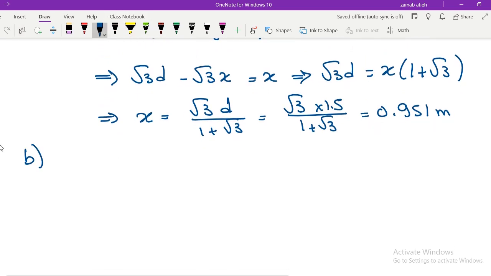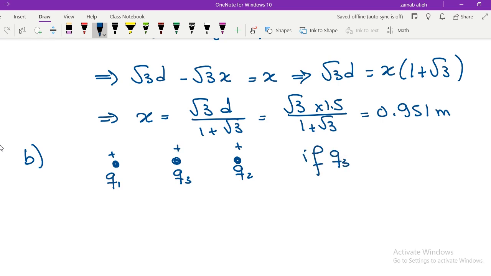So in part B, this is Q1, it was positive. Q2 was positive, and Q3 was between them, this is Q3. I have two cases for Q3. Either Q3 will be positive, or Q3 will be negative. Let's start first by assuming that Q3 is positive. If Q3 is positive, then let's draw the forces acting by 1 on 3.